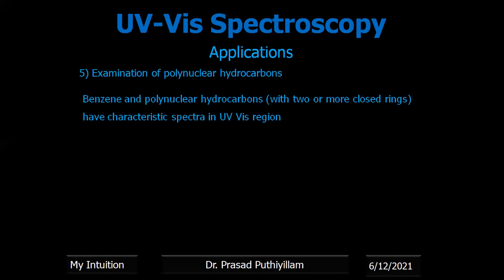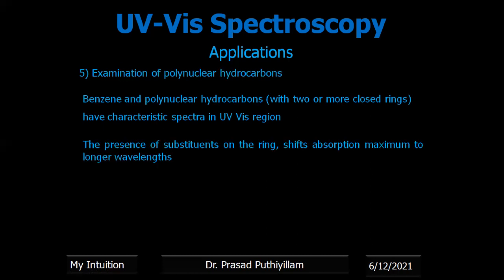Okay, so polynuclear hydrocarbon means with two or more closed rings. It may be fused, or if an extended ring is present, we also call it a polynuclear hydrocarbon. The presence of a substituent in the ring also shifts the absorption maximum to longer wavelength. That we also see in the examples. The Woodward-Fieser rule also applies for aromatic acyl benzene: for a substituent present in the benzene ring, we have to add an increment. So the presence of a substituent also shifts the absorption maximum to longer wavelength.